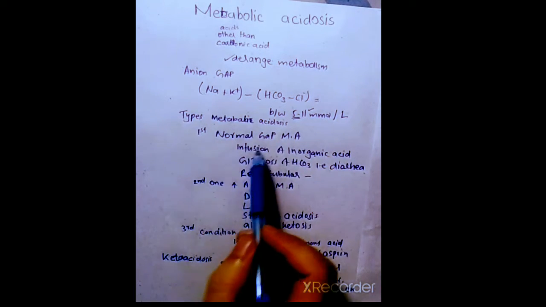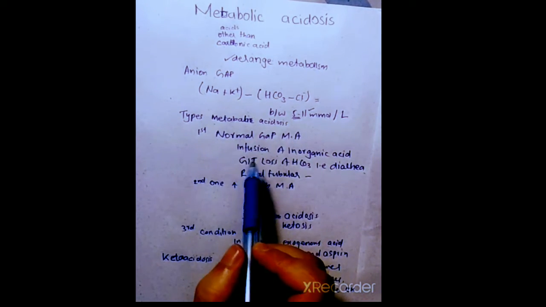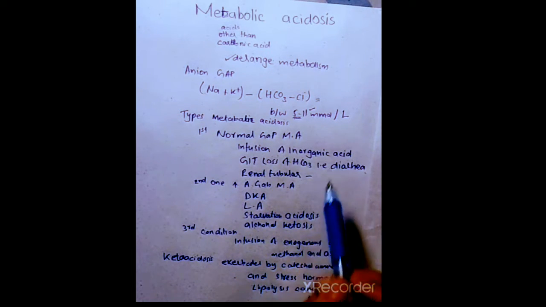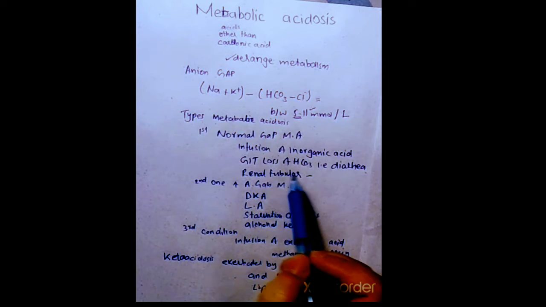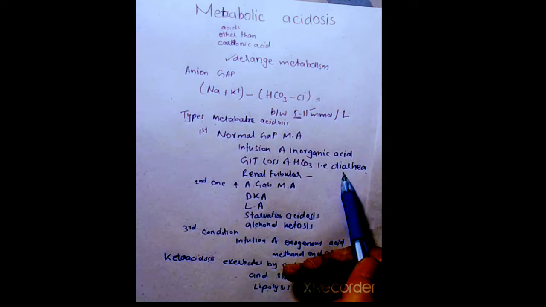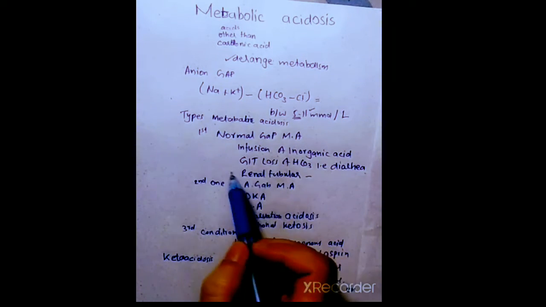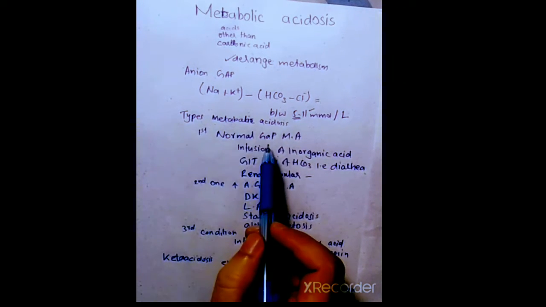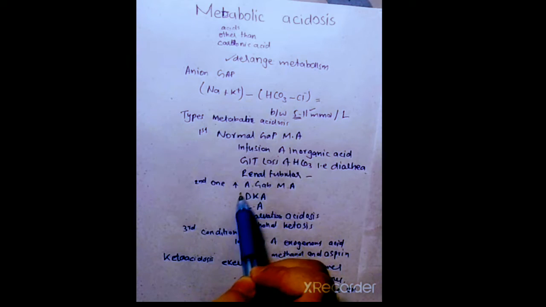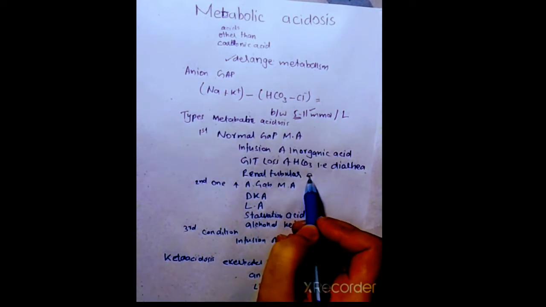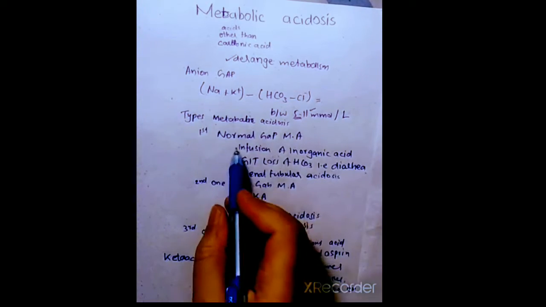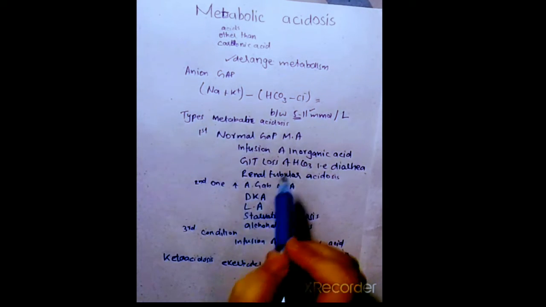Examples of normal anion gap metabolic acidosis are infusion of inorganic acids. Similarly, GIT loss of bicarbonate, i.e. in diarrhea. In diarrhea, there is loss of bicarbonate, and there is normal anion gap metabolic acidosis. Similarly, in renal tubular acidosis, there is normal anion gap metabolic acidosis.